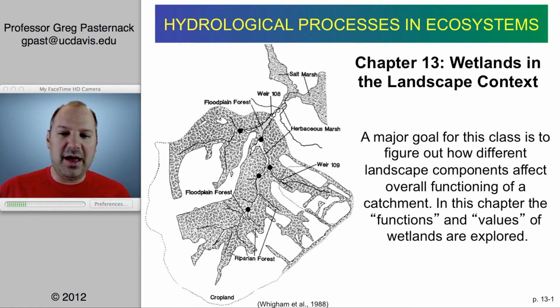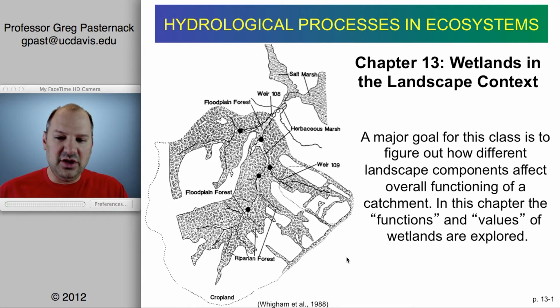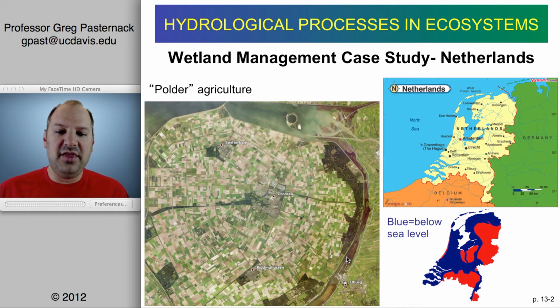And there's no place better to start in this than to look at the case of the Netherlands, because the Netherlands is basically almost one giant coastal wetland, and it shows a very strong example of one way of valuing wetlands in terms of the land itself, rather than necessarily the pure wetland functionality.